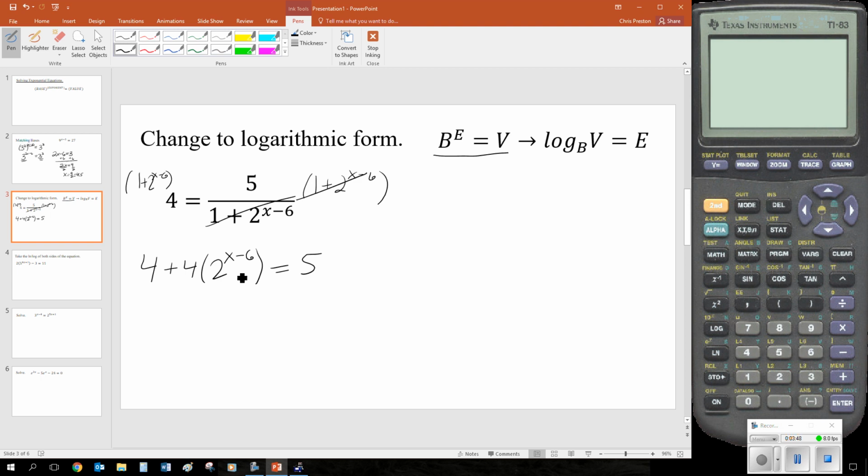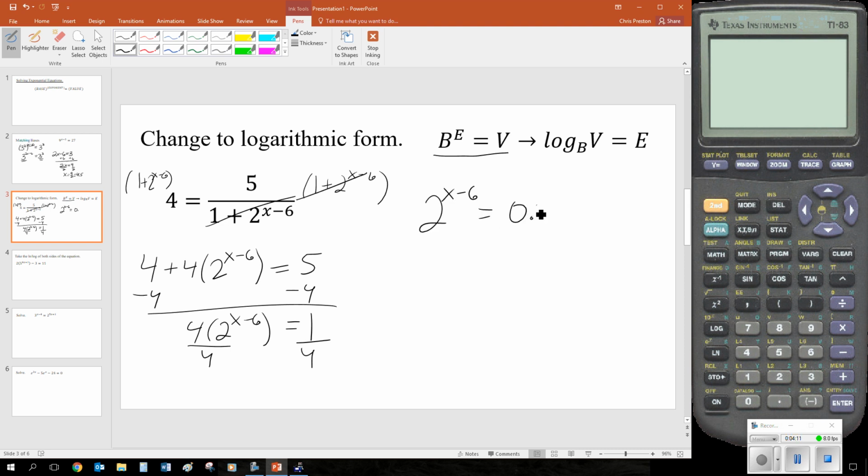What I'm going to do is get this 2 to the x minus 6 by itself. So I'm going to get rid of this 4 term, subtracting 4 from both sides. And then I'm going to get rid of this multiplier of 4, so I'm going to divide both sides by 4. That'll give me 2 to the x minus 6 equals 0.25, or 1/4.